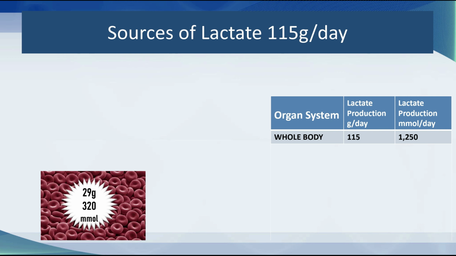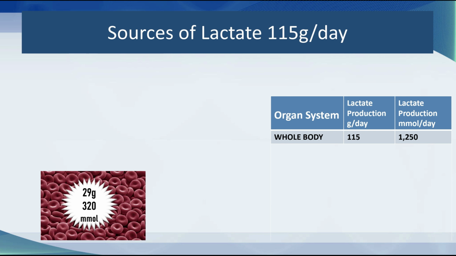Let's look at the sources of lactate that compose that 115 grams per day. About 25% of resting lactate production comes from red blood cells or erythrocytes. These have no mitochondria. Red cells cannot afford the space for additional organelles as they have to carry around a big chunk of hemoglobin and then squeeze into the smallest capillaries. It is ironic that the cells that carry most of the oxygen in the body cannot use it.